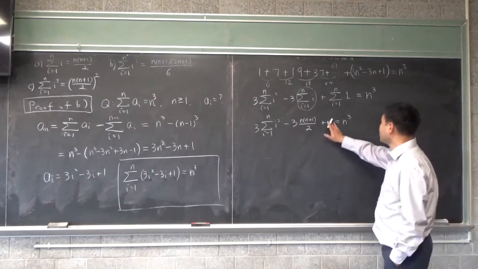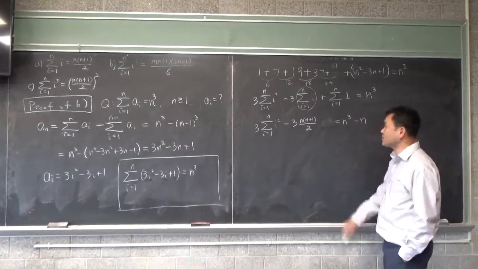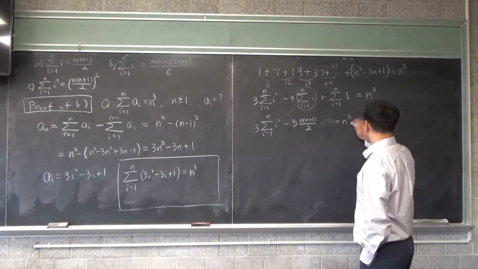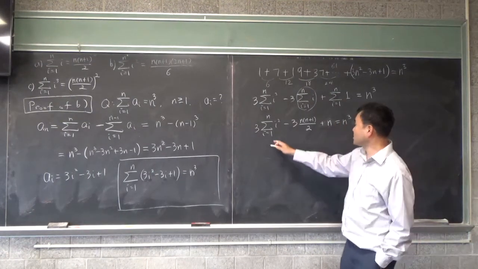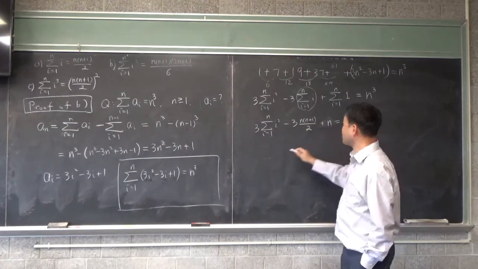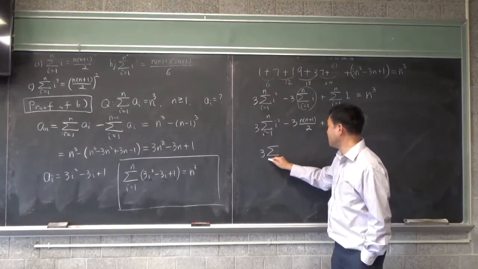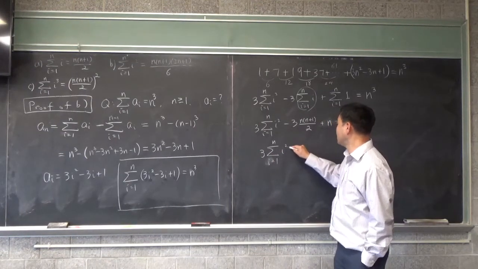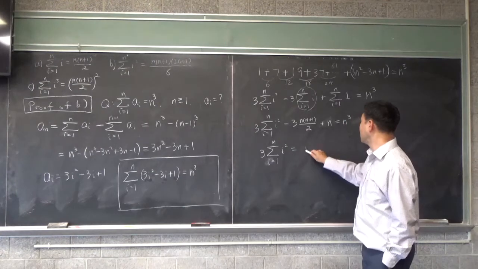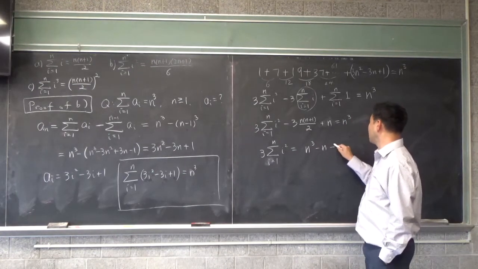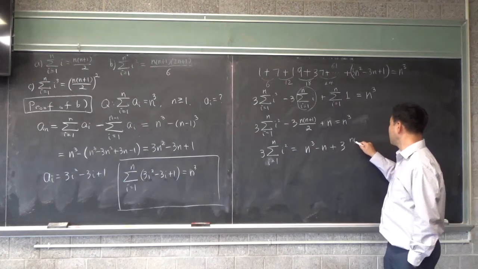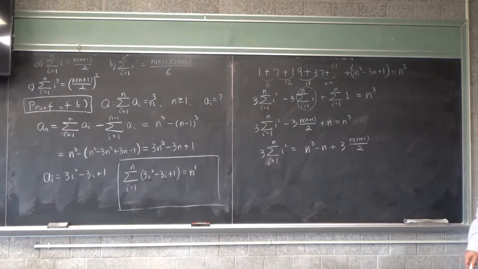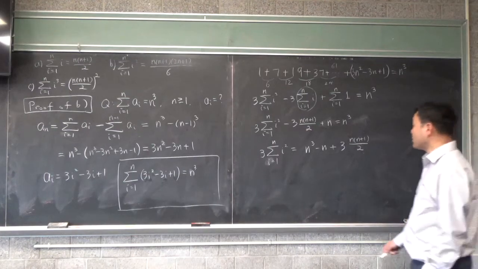So we can subtract n here. And then, let's just say I'm moving these to the other side. So you have 3 sigma i squared, it'll be like this, right? Then we divide by 3.